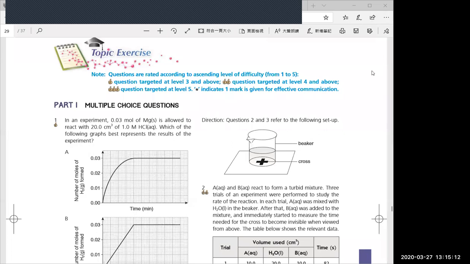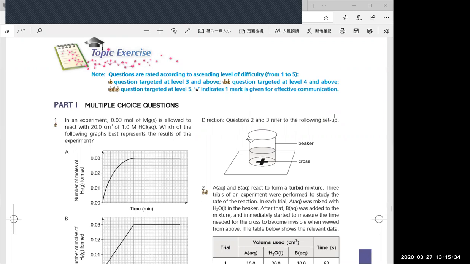Today we would like to cover your topic exercise. In the past 2 weeks, we just covered those 3 chapters on textbook 4A, the rate of reaction. Shall we have a big recap of what we have learned so far?